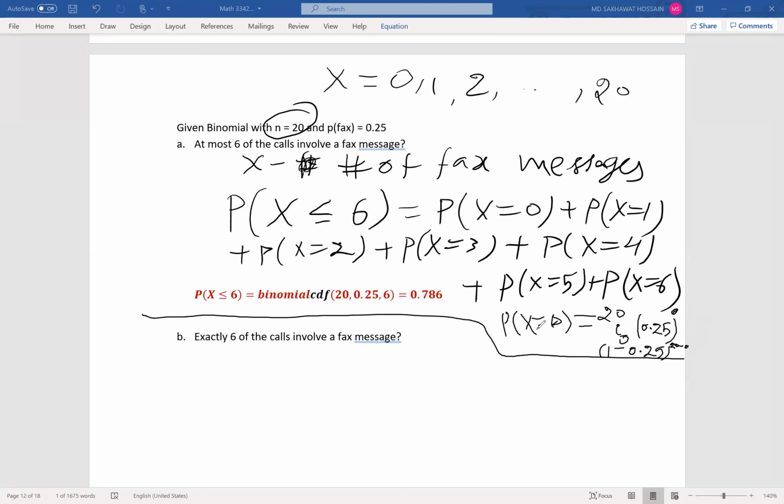So for each one, you have to write this formula, and then use a calculator to find the probability. This is very time consuming, but you should know the way of finding the probability. You can also use a calculator, and you can also use an Excel spreadsheet to find the probability.